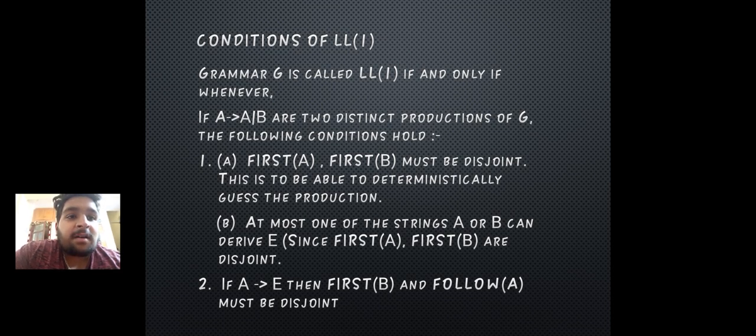Grammar G is called LL(1) if and only if, whenever A → α | β are two distinct productions of G, the following conditions hold. The first condition is that first of α and first of β must be disjoint. This is to be able to deterministically guess the production. And the second condition is that at most one of the strings α or β can derive ε. Since first of α and first of β are disjoint, if α derives ε, then first of β and follow of A must be disjoint.